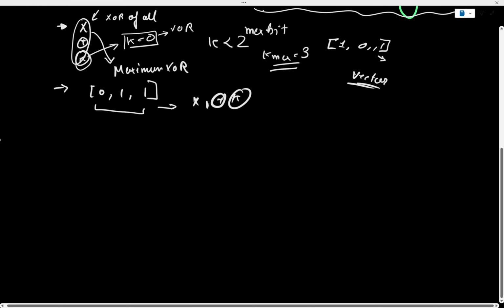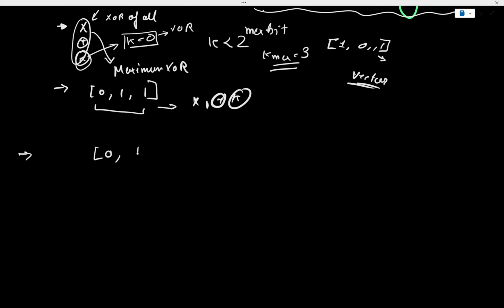So let's take an example. We'll have 0 1 1 3. The XOR of this is 3. You can do it, and we need to find a k. 3 is like this, and what k can we use? K max can be 3. Maximum k can be 3.